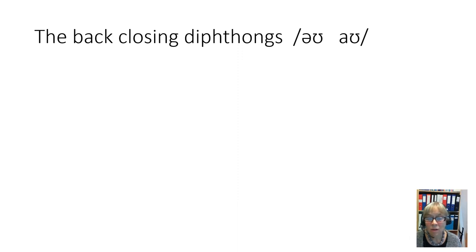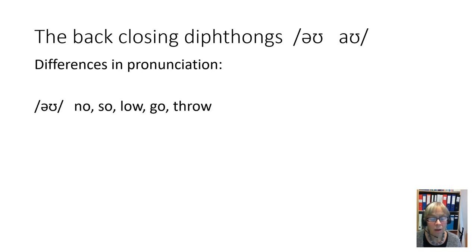Then the back closing diphthongs, then it's the back of the tongue that moves from a rather open to a closer position. Oh, ow. The main thing to remember here is the difference in pronunciation. We have no, so, low, go, throw, or there are many allophones, different varieties of this speech sound. Some people say no, so, some say no, so, but the meaning would be the same. The phoneme would be the same.